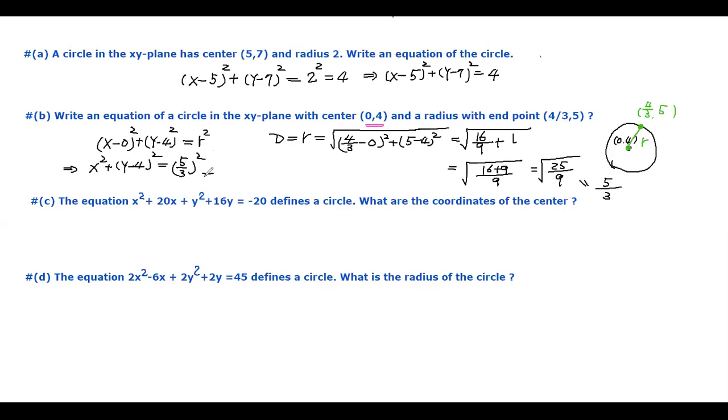If you want to simplify that, the final answer will be x squared plus (y - 4) squared is equal to 25 over 9. You can leave it either way, in the (5/3) squared form or 25 over 9. It does not matter here. So this is the example where we use the distance formula to help us find it.